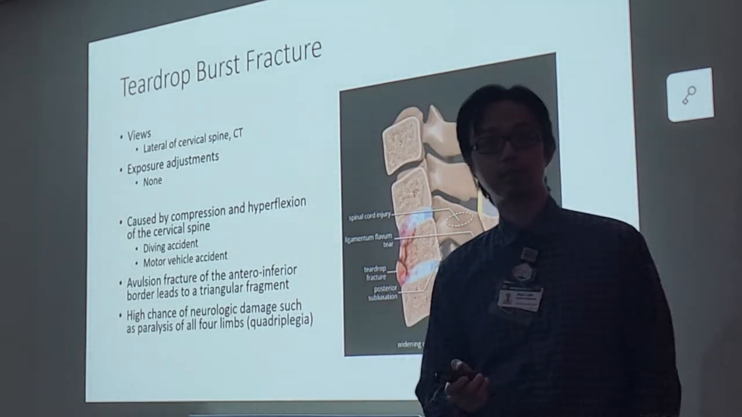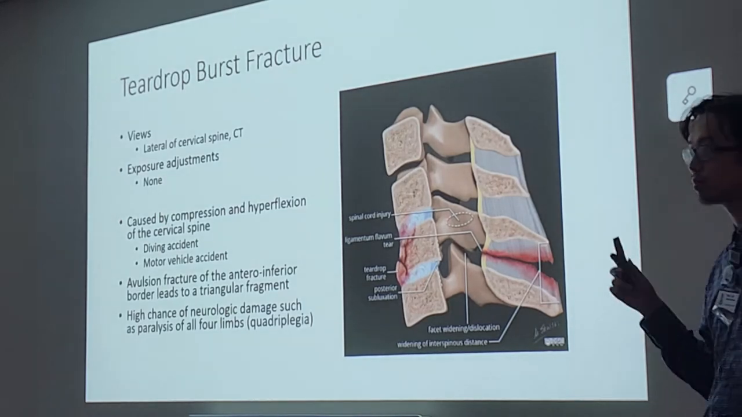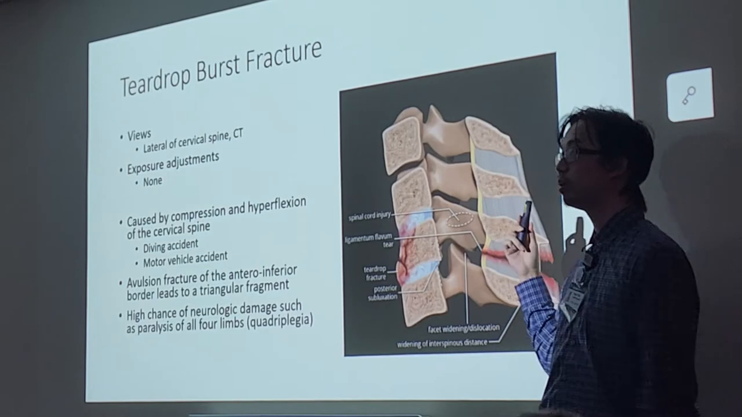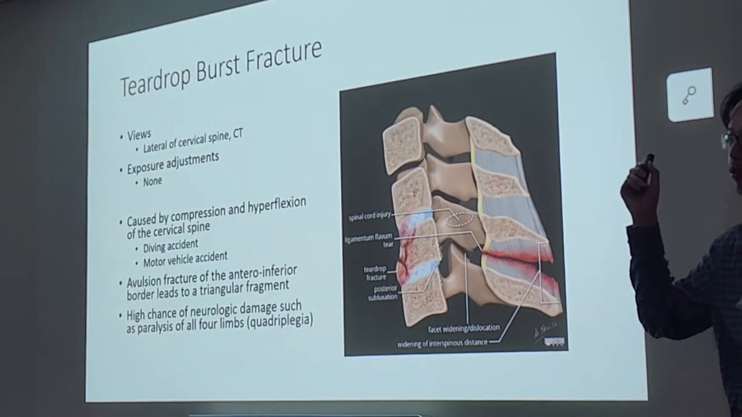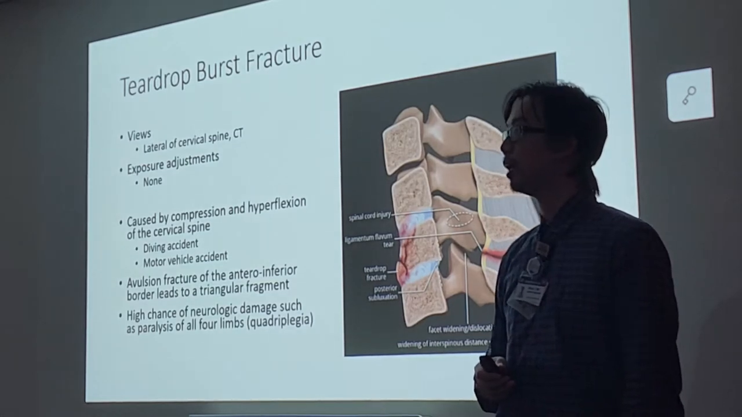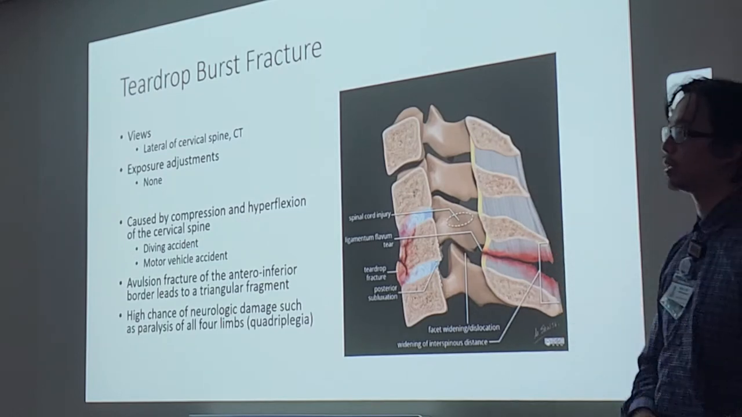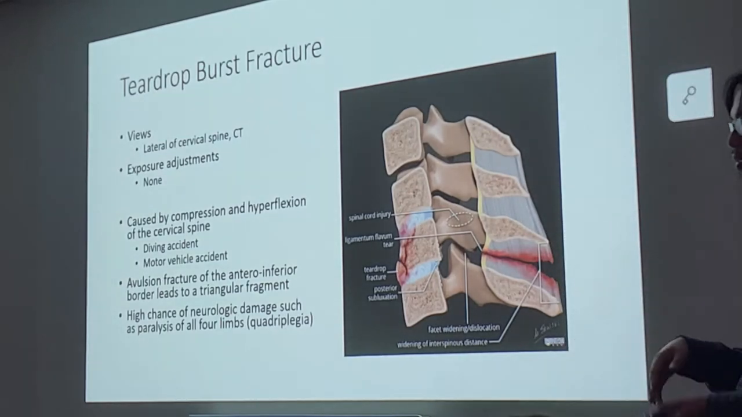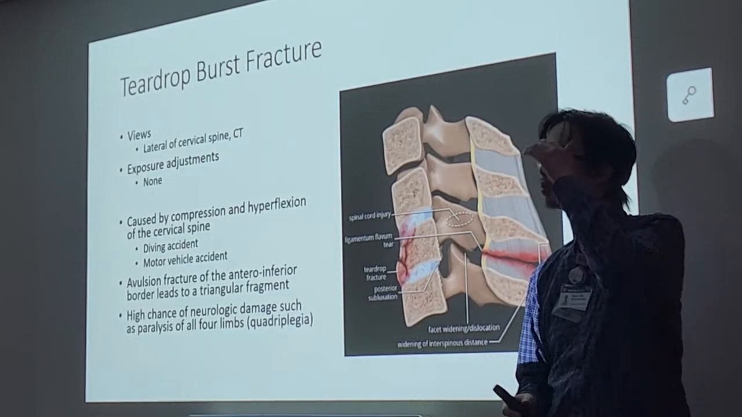Okay, next fracture we have here is the teardrop burst fracture. You'll notice that for a lot of these that aren't of the odontoid, they're best visualized with the lateral C spine x-ray. Same for this one, lateral C spine view. This one is caused by compression and hyperflexion of the cervical spine. So compression, being pushed down, and hyperflexion, being pushed forwards at the same time. So in this case, a diving accident or motor vehicle accident. Person dives, their head hits the water, water forces their head down like that, causes a teardrop burst fracture.